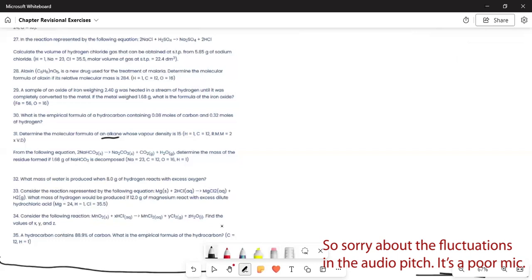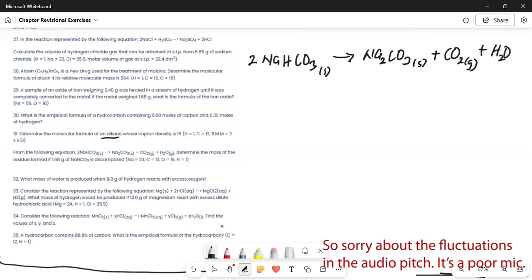Question, I didn't number this. It said from the following equation, 2 moles of sodium hydrogen carbonate, a solid, decomposes to give sodium carbonate, also a solid, plus carbon dioxide, a gas, and water, that is gaseous water, steam. We should determine the mass of residue formed if 1.68 gram of sodium hydrogen carbonate is decomposed. Okay, mass of residue formed. What will be the residue formed in this case? When you heat this, it decomposes to give the products on the right hand side. The two products here, CO2 and H2O, are gases, and so they are going to escape into the atmosphere. So the residue will be this sodium carbonate.